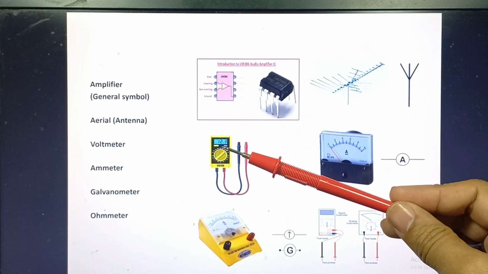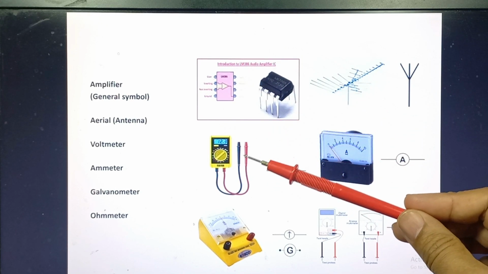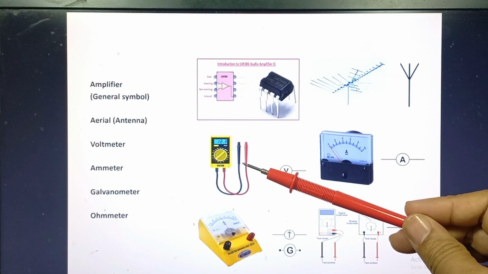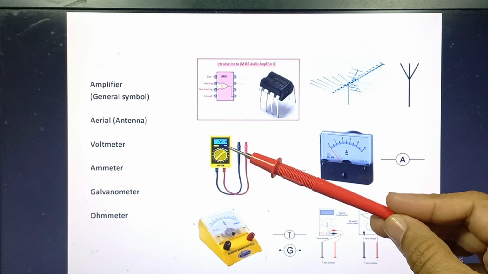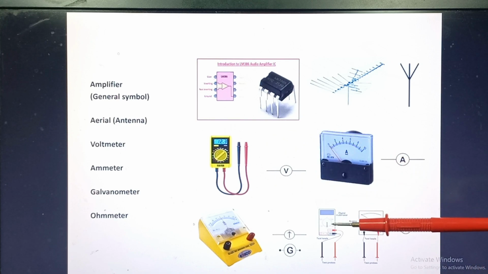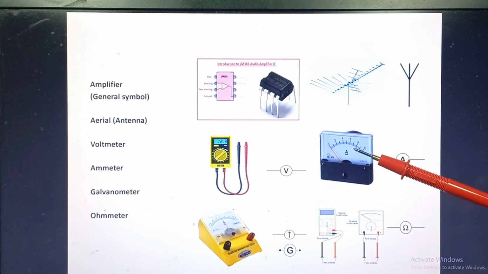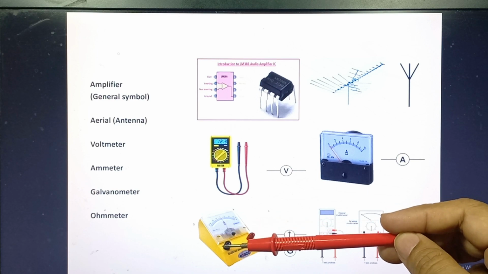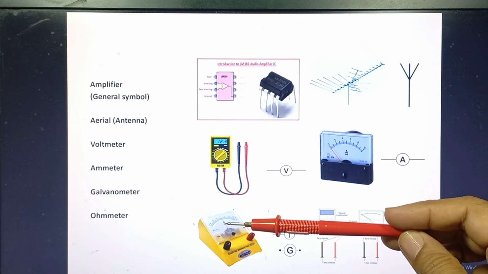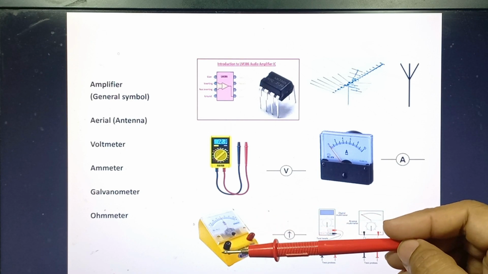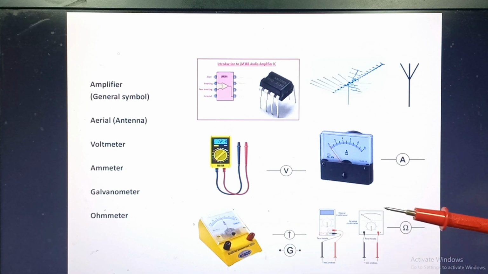Now we will discuss digital multimeters, which are called DMMs. This one is a digital multimeter. These are also digital multimeters, whereas this one is an analog ampere meter. This one is the galvanometer, which is also an analog meter, which is used for measuring very low values of the currents.